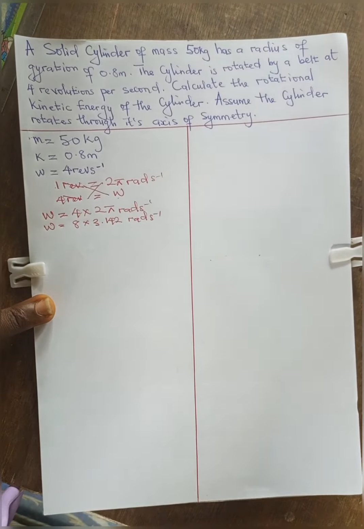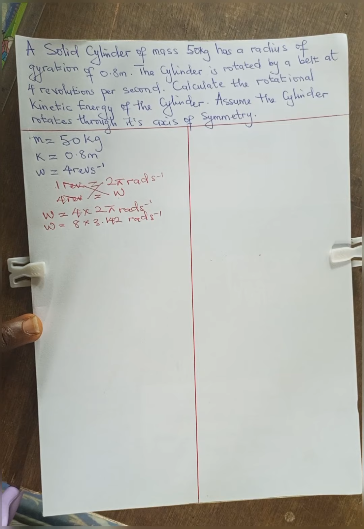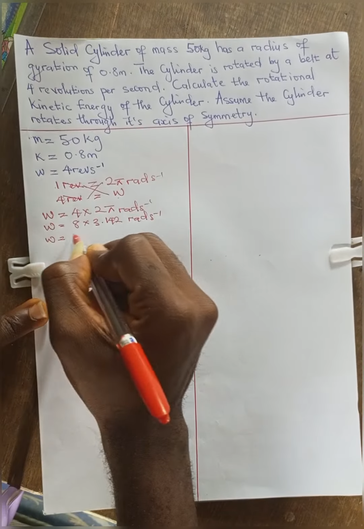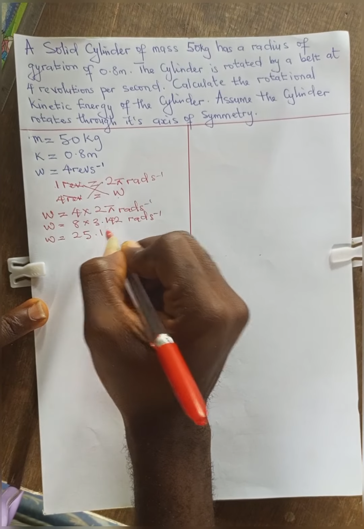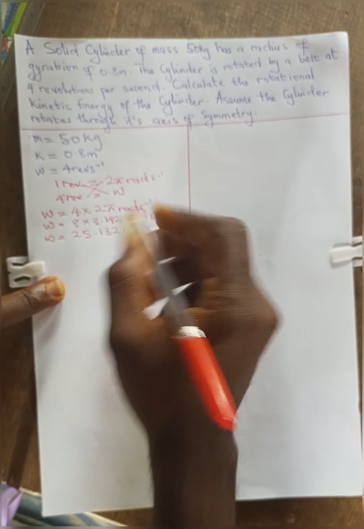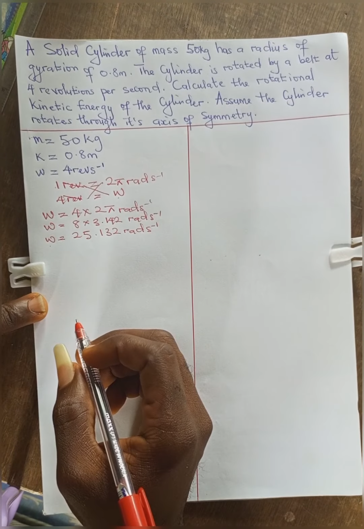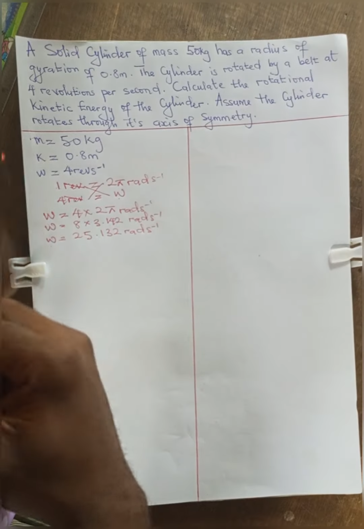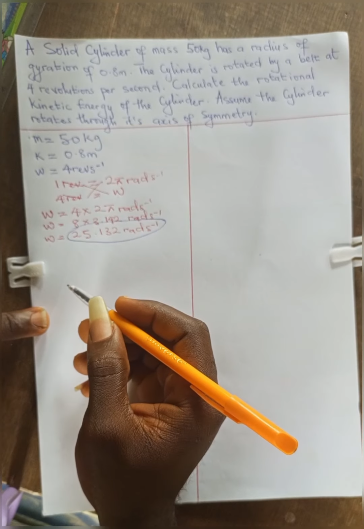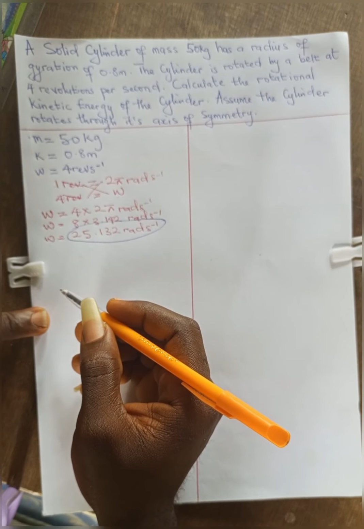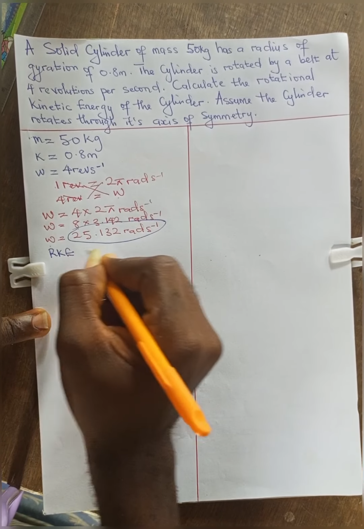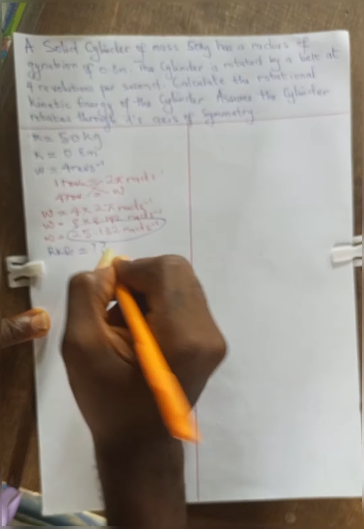If you multiply this on our calculator, we go get 25. So omega equals 25.132 rads per second. So this become our new value for omega. This value for omega now we go use when we continue our solving. Now that's all wey dem give us. Now they say make we calculate the rotational kinetic energy. Now wetin dem no give us be that.